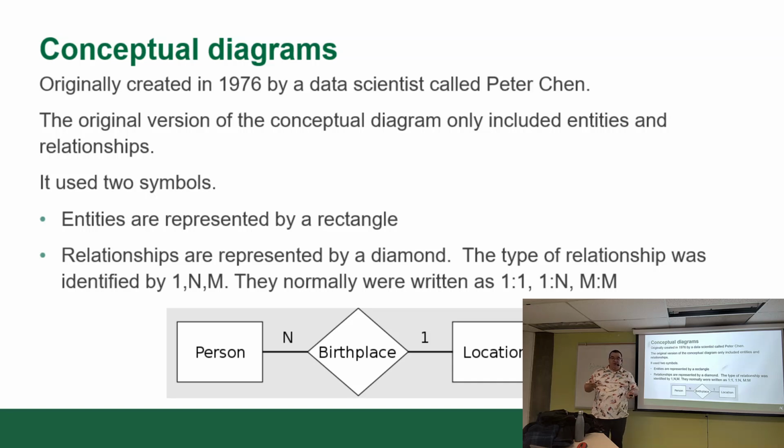When you were describing a relationship, for the example here, we have a person and a location, and then we have the birthplace. A person can only be born in one place, which is where the 1 comes from. Each location can have many people born there. Whatever hospital you were born in, you can only be born once in that hospital, but that hospital probably had a lot of births. That's why it's 1 to N.